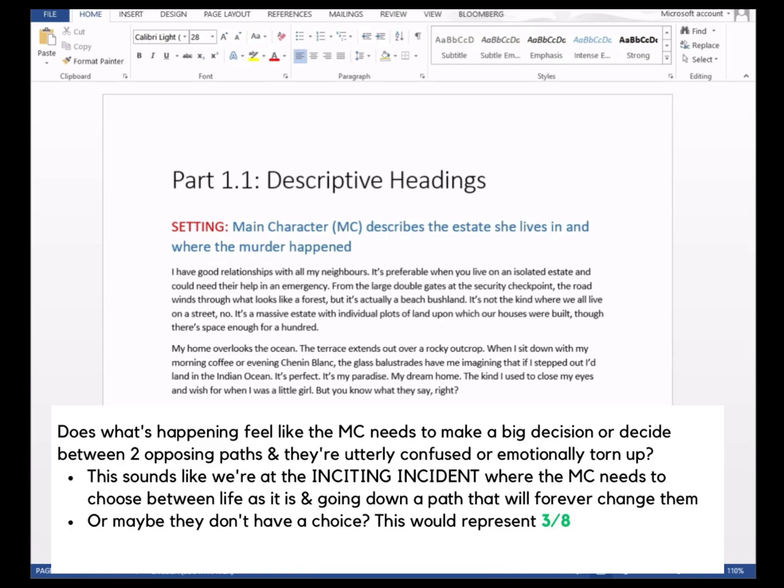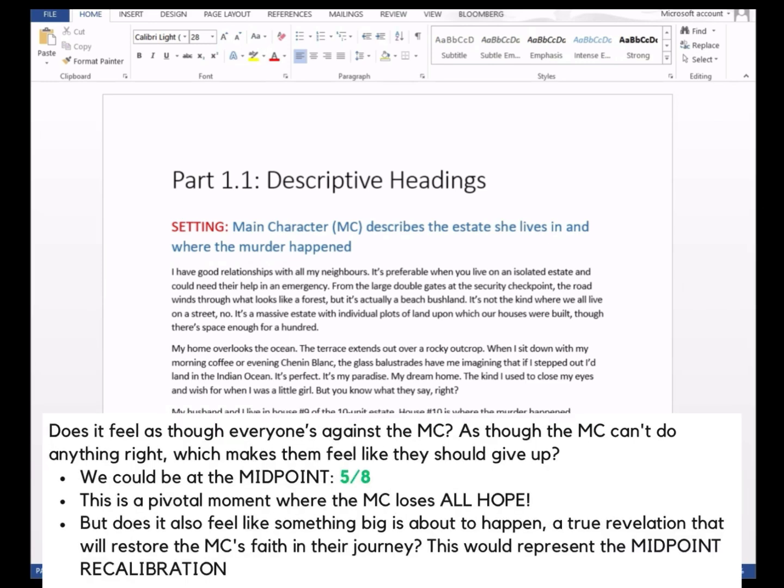This sounds like we're at the inciting incident, where the main character needs to choose between life as it is and going down a path that will forever change them. Or maybe they don't even have a choice. This would represent 3 out of 8.